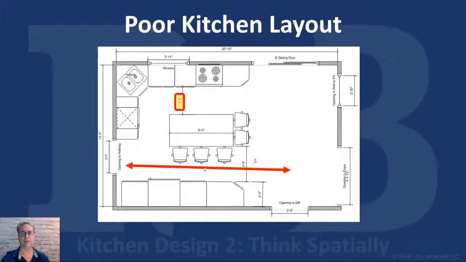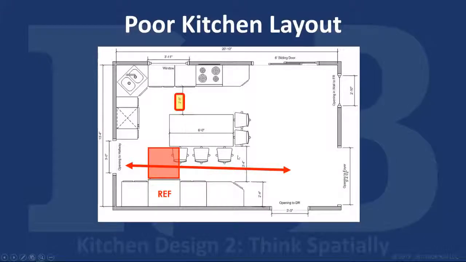And the third problem is in that same location, and that is when this refrigerator door opens, there's not enough room to open the door or stand at the door and get in and out of the refrigerator without asking people to move and sliding the stool out of the way.